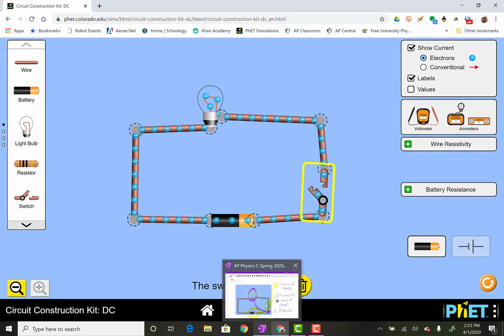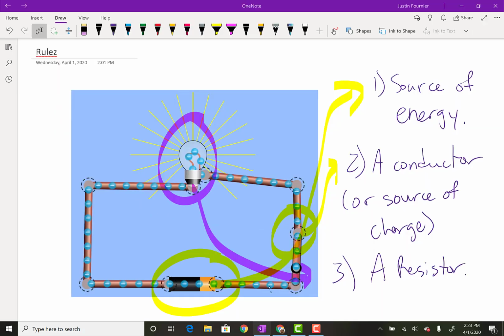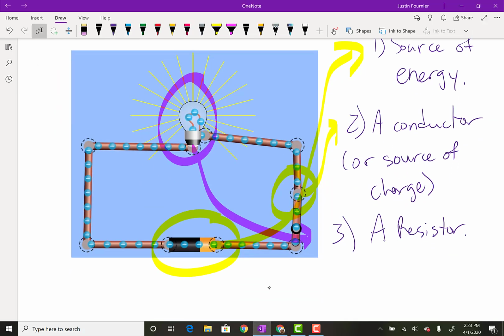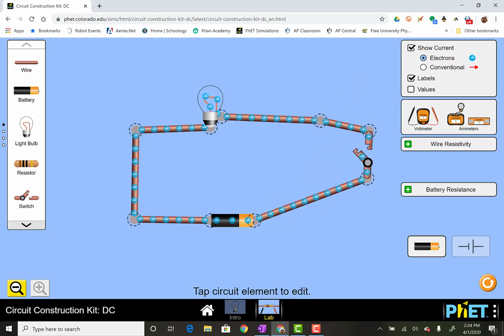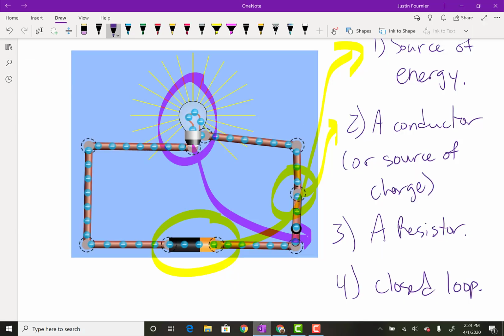There's one last thing that I need, and it's a hint right there with my switch, is I need it to be a closed loop. If my circuit isn't a closed loop, it's not gonna flow. So if I just did something like that, that's just not gonna work. It needs to be a closed loop. All right. So that being said, let's move on to current really quickly.